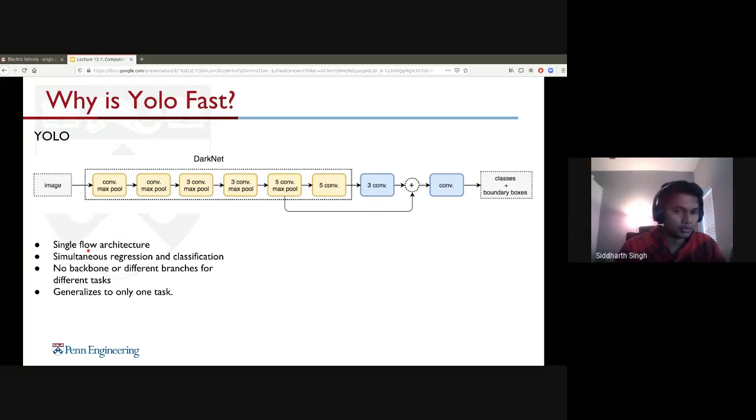Now, no backbones or different branches, which is the same as saying it's a single flow. There are no backbones which give you a certain output, and then that output goes through certain more convolution layers to give you the final output. Nothing like that. Also, it generalizes to only one task, that is regression and classification. Most probably it cannot be cut in half and the output used for something else. It might not seem very clear right now, but in a few minutes it will be, hopefully.